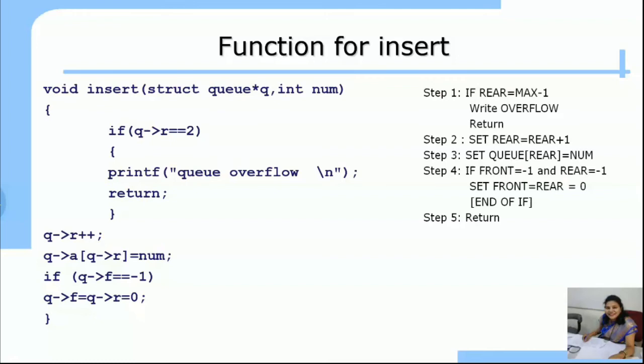And in step 4, if front is equal to -1, then we are setting queue of F and R equal to 0. We can either write down queue of F is equal to 0 also. So this is how the algorithm is converted into your function. This is the insert function for the linear queue.